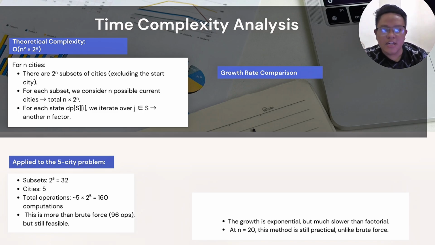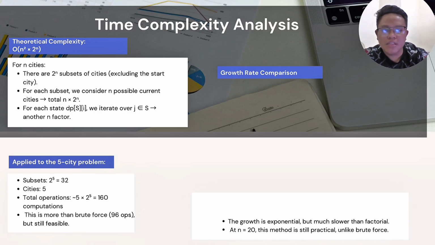For the growth rate, for n equals 5 cities, the subsets will be 32, and the total dp states will be 160. For n equals 10, we have 32,768 subsets and 10,240 total dp states. For 15 cities, we have 87 billion subsets and approximately 4,091,532 total dp states. And lastly, for 20 cities, we could have approximately 1 million subsets and 20 million total dp states.